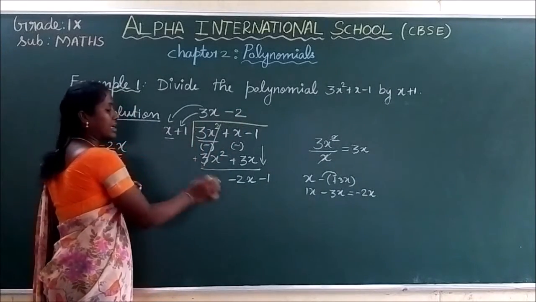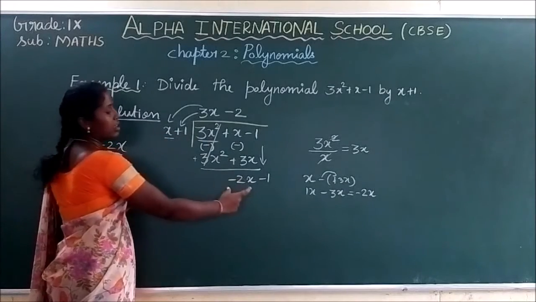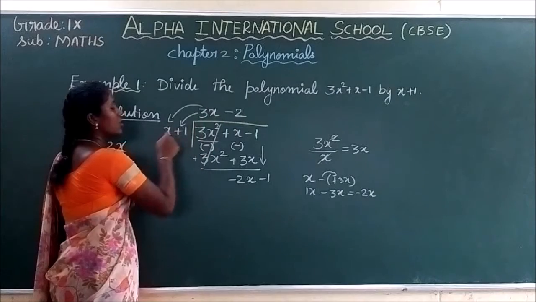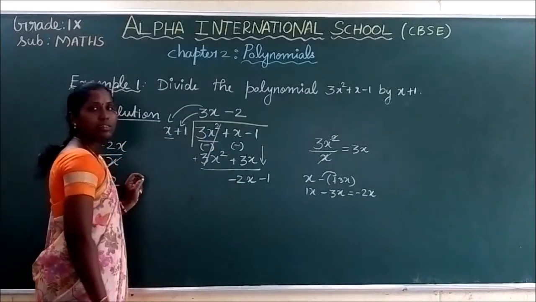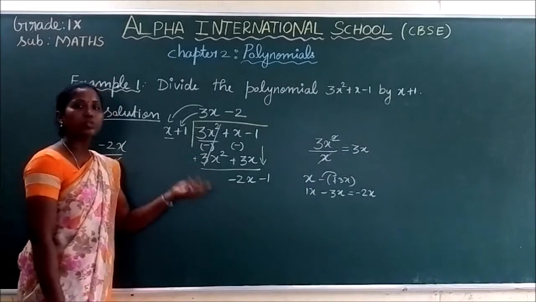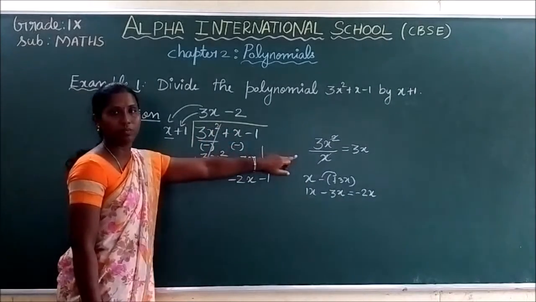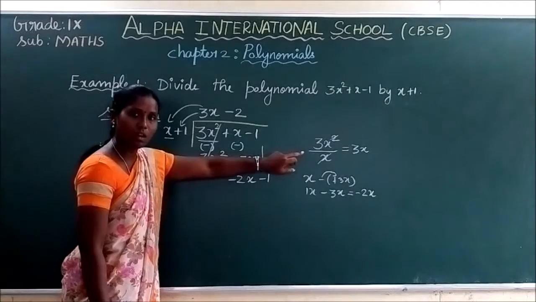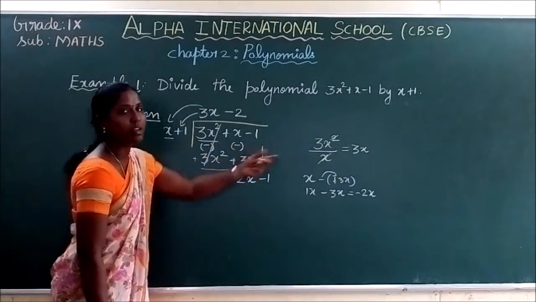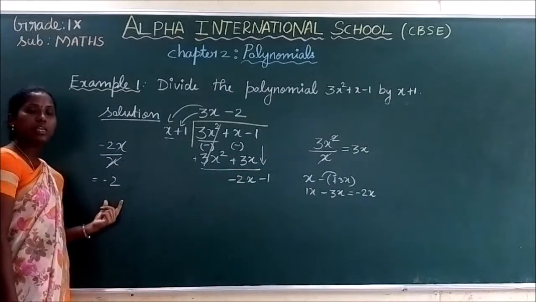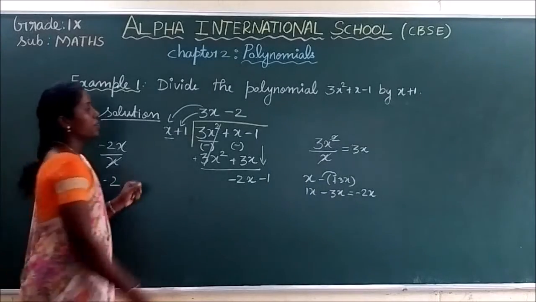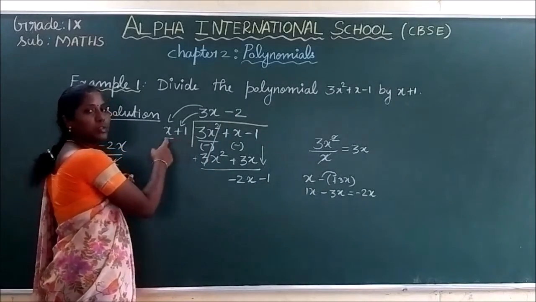Or if you know directly, listen, here x is there, here minus 2x is there. So what is the number if you put here? Multiply with x, you get minus 2x minus 2. You can directly write it also. Otherwise, if you find it difficult to find the number directly, just follow this step. Take the first term of the dividend and the first term of the divisor, divide it and get the term of the quotient. For the second also, you can do the same process and you can get the second term of the quotient.